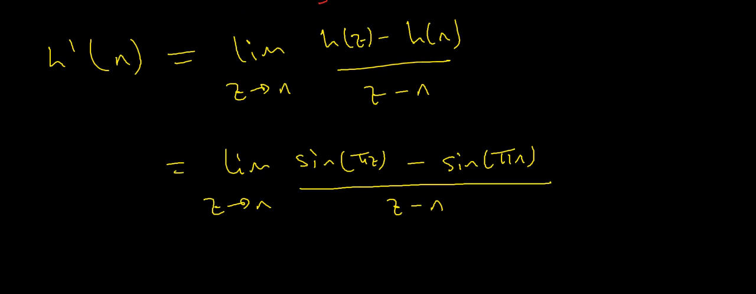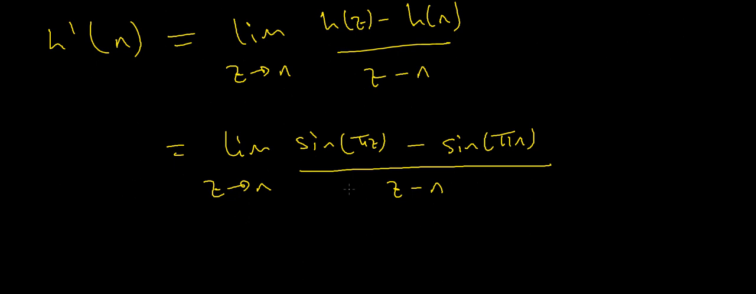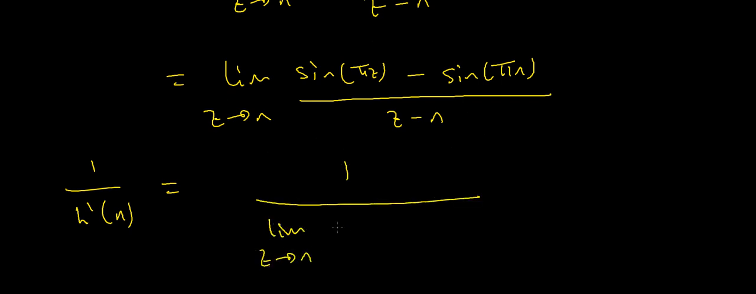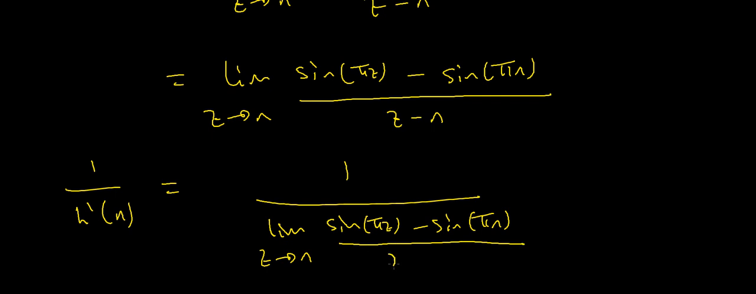So what can I do about that? I haven't got the reciprocal here, so perhaps I can do something. Well, h prime of n is equal to this limit. So if I take reciprocals of both sides, what happens? Well, then I've got 1 over h prime of n. That's going to be equal to 1 over the limit as z approaches n of sine of pi z minus sine of pi n, all divided by z minus n. And I can do this because h prime of n is never 0, as I've just shown, because h prime of n is pi cosine pi n, which is never 0 for any integer n.